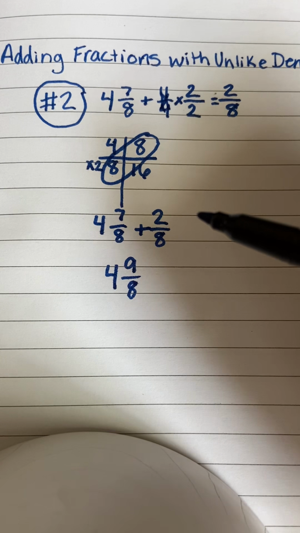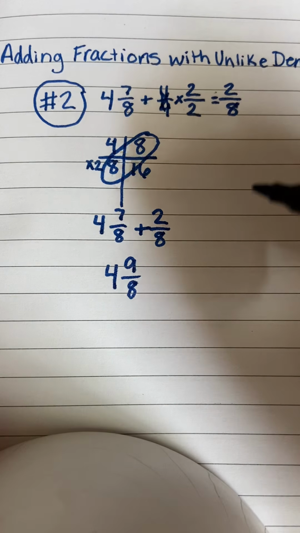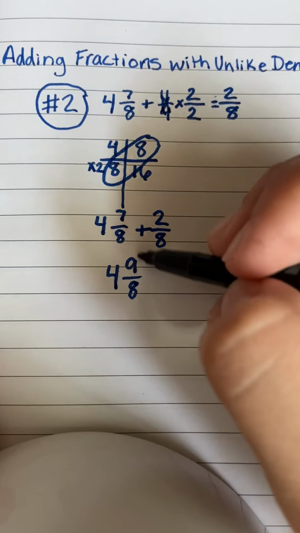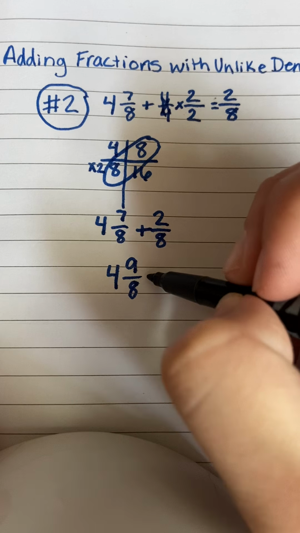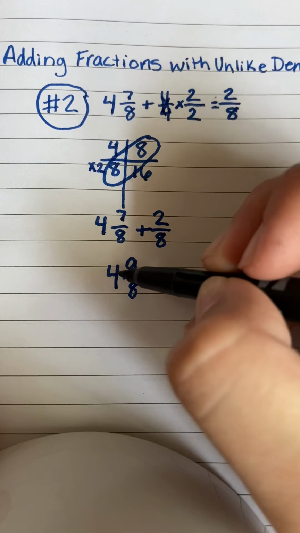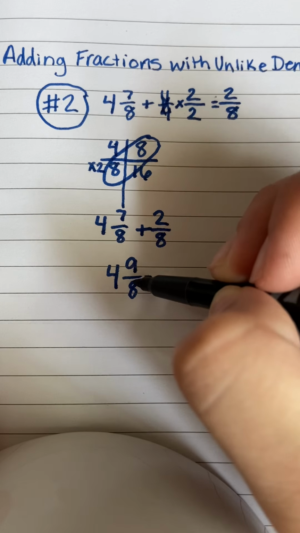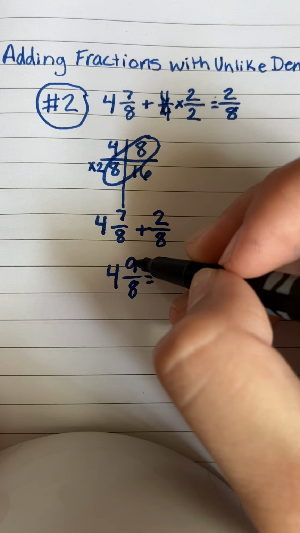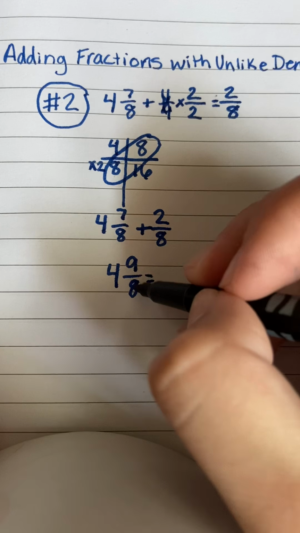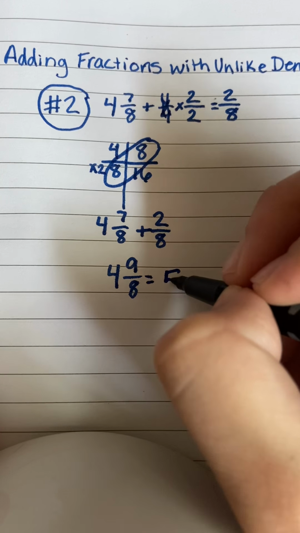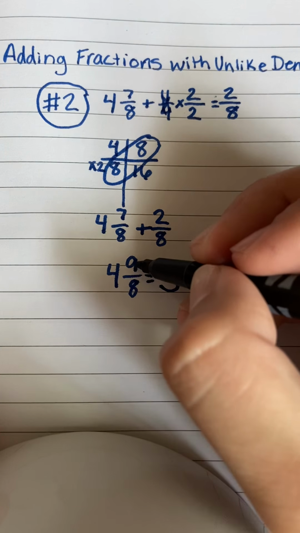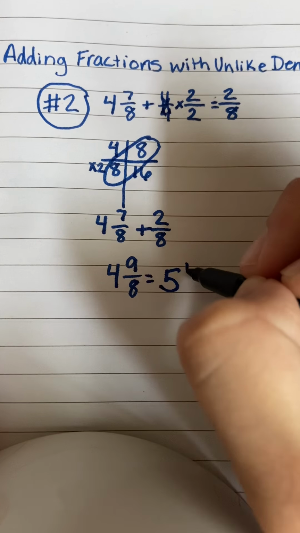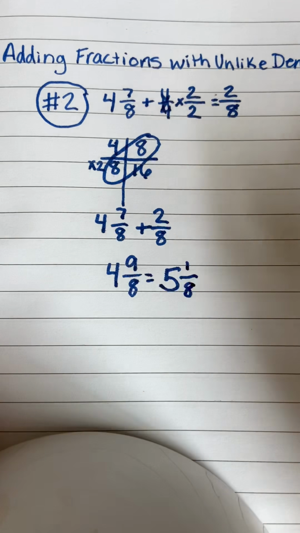And I always told you guys I was okay with you leaving your answer in this form, because it is technically correct, but it's not in its simplest form. So the way that you can turn that into a mixed number instead of an improper fraction right here is think about how many times 8 goes into 9. It goes in 1 time, so that's going to increase this 4 to become a 5. And then we have 1 left over. If you do 9 minus 8, you have 1 left over, and that becomes 5 1/8.